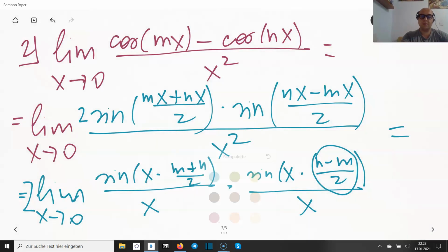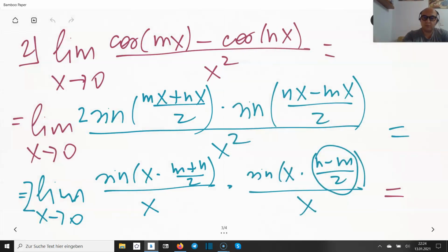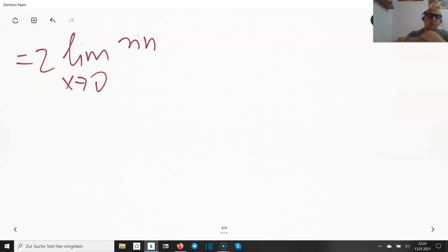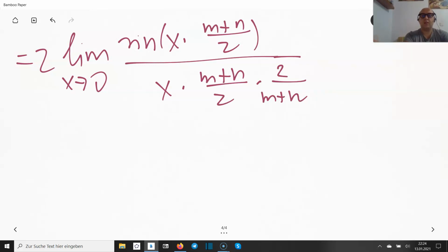So now maybe you see what's happening here. So what I'm trying to do now, I'm firstly splitting those two limits. So I still have 2. I have limit x is approaching 0. Now you will see what we're doing. We are having sine of x times (m plus n) divided by 2, divided over x, and I would like to borrow (m plus n) divided by 2, which I didn't have. So I have to multiply times the reciprocal here so that I'm not changing anything.